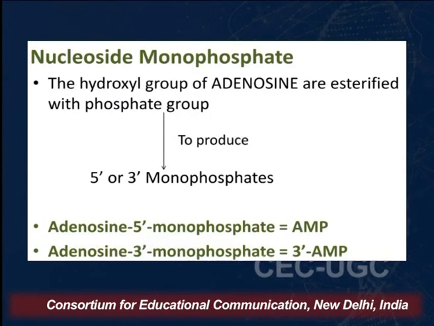So when we talk of nucleoside monophosphate, what you have to remember is that the hydroxyl group of adenosine is esterified with the phosphate group to form two products. One is 5' and the other one is 3' monophosphate. What does this indicate? It indicates that the phosphate group will esterify at the 5th position or at the 3rd position.